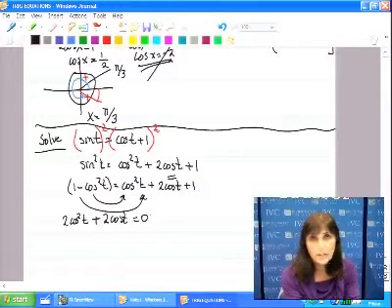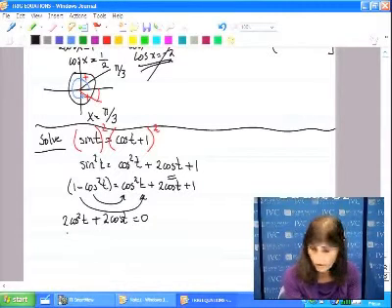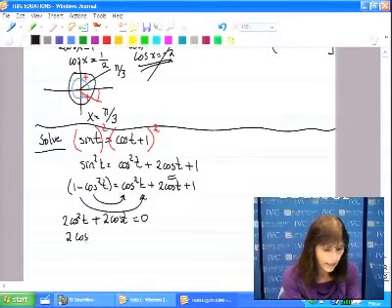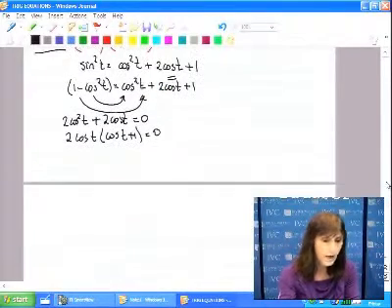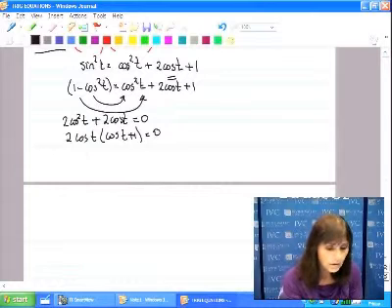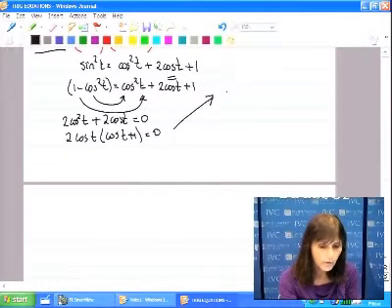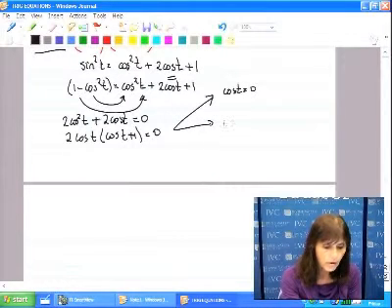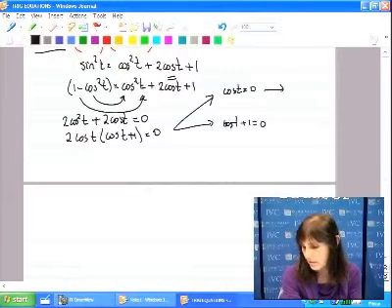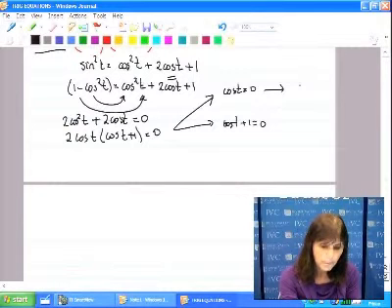Oh, guess what? Second degree, but it's easily factorable. You take the 2 cosine t out, cosine t plus 1. Now what do I do? I set each factor to 0. That means I'm going to have cosine t equals 0, or cosine t plus 1 is 0. What does this give me? Cosine t of 0, that is pi over 2.